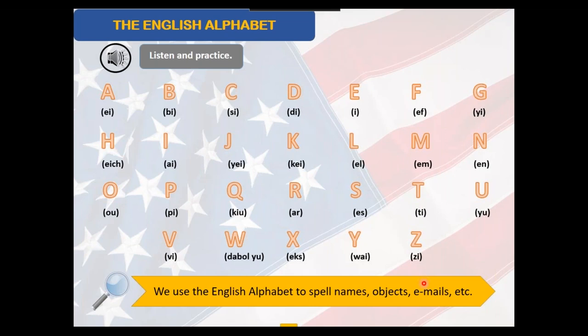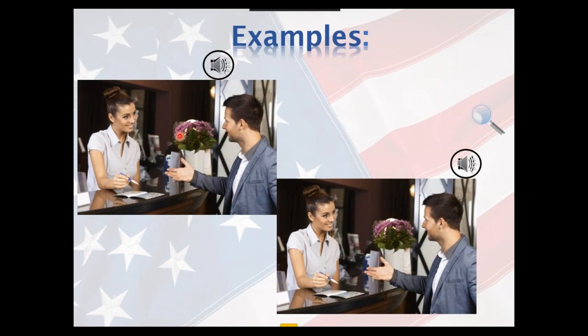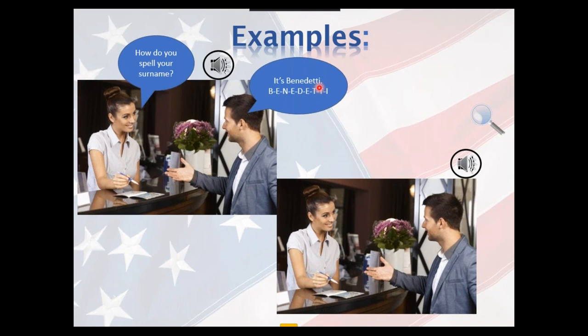Let's see. Look at this picture. In this case, the woman asked, "How do you spell your surname?" Remember, surname is a synonym of last name, right? And he says, "It's Benedetti." Let's spell: B, E, N, E, D, E, T, T, I.